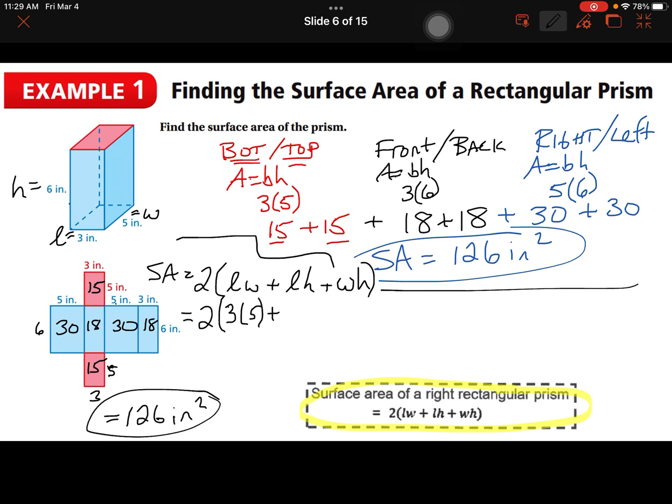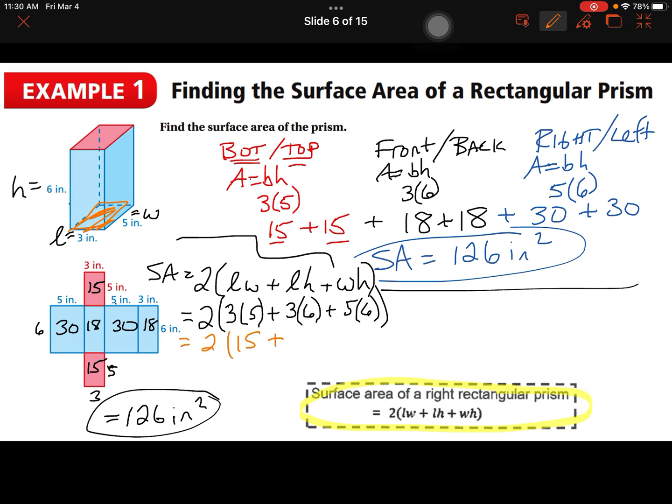Then I'm going to bring the plus sign down. Then I go back to L. L is 3, H is 6, and then I'm going to add, and the W was 5, and the height was 6, and now I have all of that. Now, I want you guys to see real quick what that really was. Well, the 3 times 5 is really this, which is my bottom, and so that's 15. All right, bring everything else down.